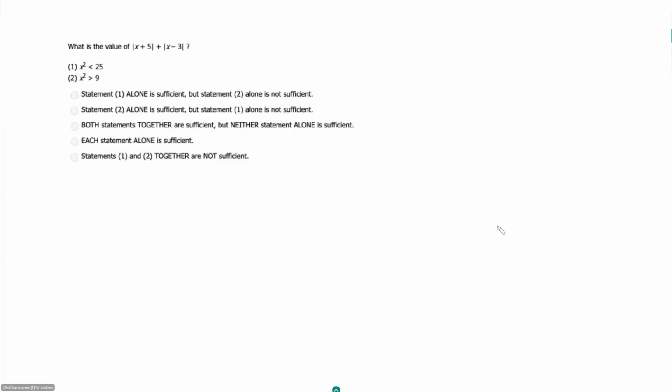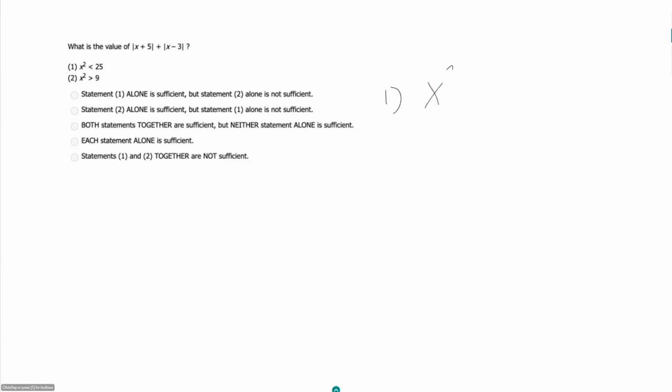What is the value of the absolute value of x plus 5 plus the absolute value of x minus 3? Okay, so we got two absolute value expressions, one variable x. What do we know about x?